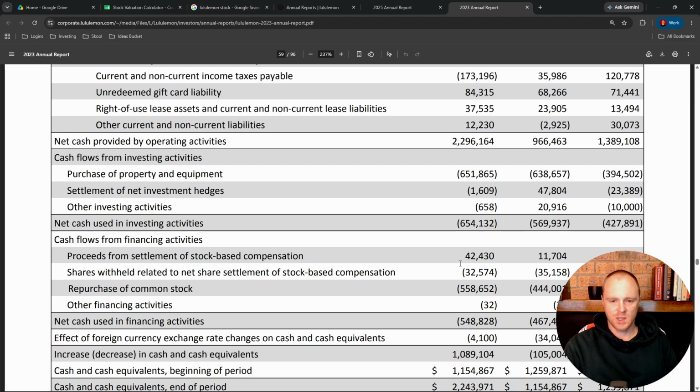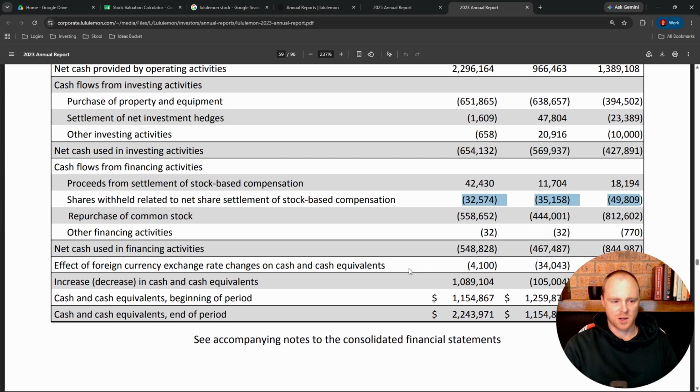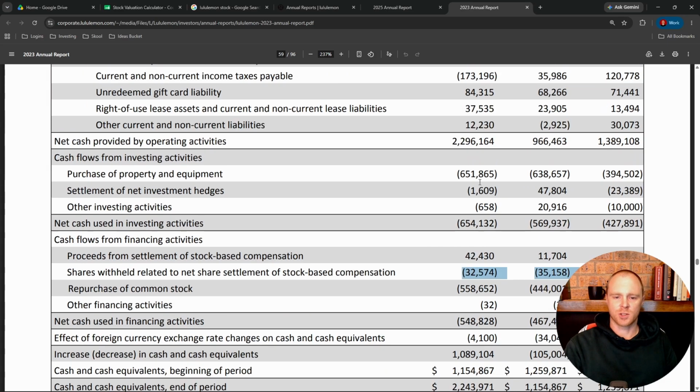Now, what have they been doing with this cash? So across these years, the majority of it has gone into repurchase of common stock, which is usually a good sign. And some has obviously gone out to management for the stock-based compensation payments and things like that. There's no dividend or anything, so that's usually a good sign.